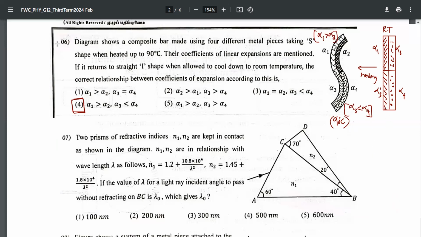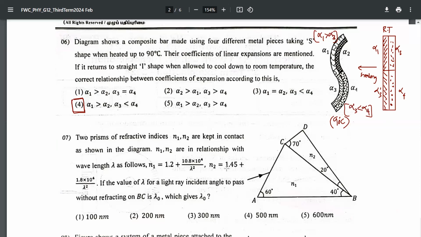Next question. How many of you tried the 7th one? It is maybe the simplest question in this paper. It looks very scary, but it's very simple, people. Why? Two prisms of refractive indices N1 and N2 are kept in contact as shown in the diagram. N1 and N2 are related to the wavelength lambda.